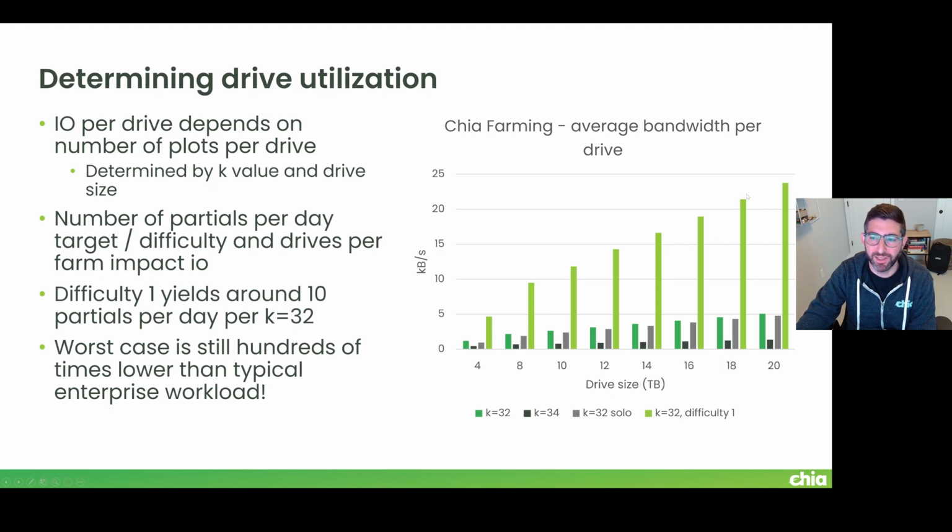Even in the worst case on an 18 terabyte drive, it's about 20 kilobytes a second. So that is far less. It's hundreds of times less than an enterprise workload. An enterprise workload is generally rated at 550 terabytes per year. This is only reading a couple hundred gigabytes per year. Once you're doing farming, it's a read-only workload, reading a very small amount of data. So when we say that farming is a very light workload for drives, this is what we mean.